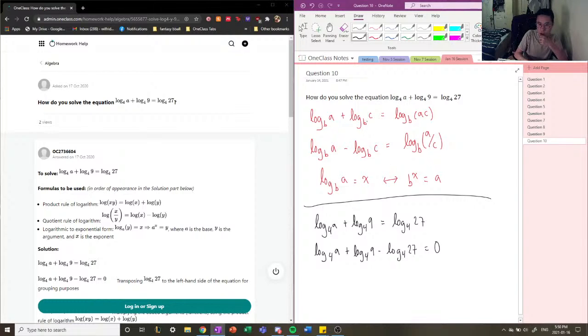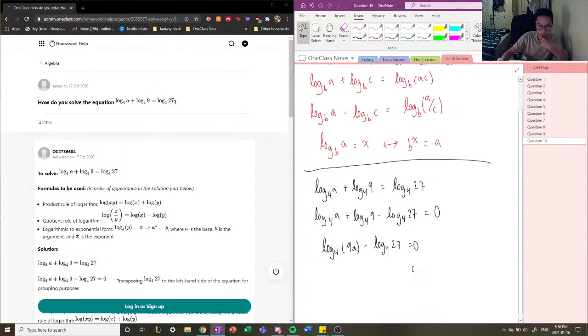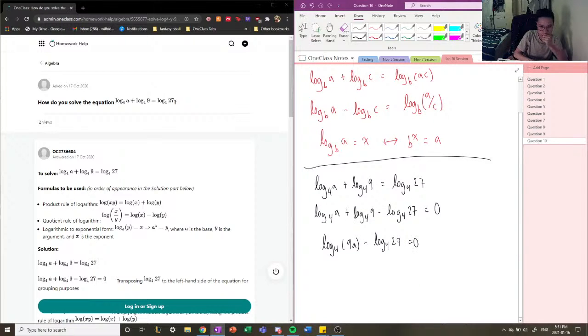We're going to use our properties of logarithms to simplify our expression here. First, we use the product rule: log base 4 of a plus log base 4 of 9 is log base 4 of 9 times a, minus log base 4 of 27 equals 0. Similarly, we use the quotient rule to say that log base 4 of 9a minus log base 4 of 27 is also equal to log base 4 of 9a divided by 27 equals 0.